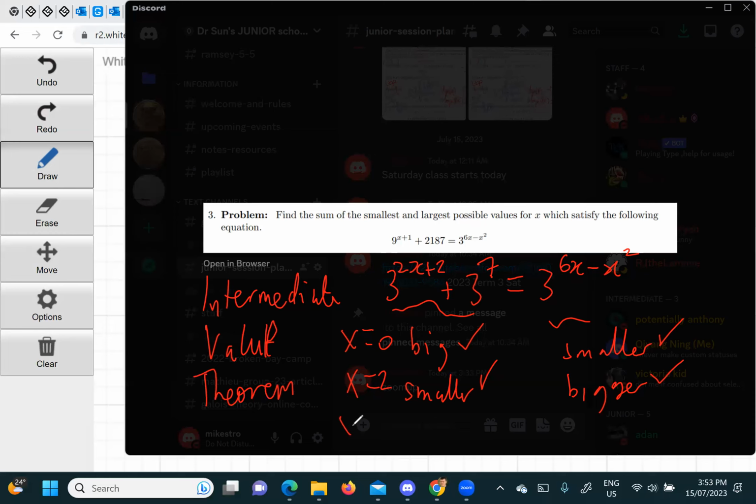If you do x equals 1, x equals 1 gives you 3 to the 4 plus 3 to the 7, and that's bigger, right? So this is bigger, and this is smaller. So what does that tell you? That tells you the solution is not just between 0 and 2, it's actually between 1 and 2, right? You could have the options. So you actually keep going.